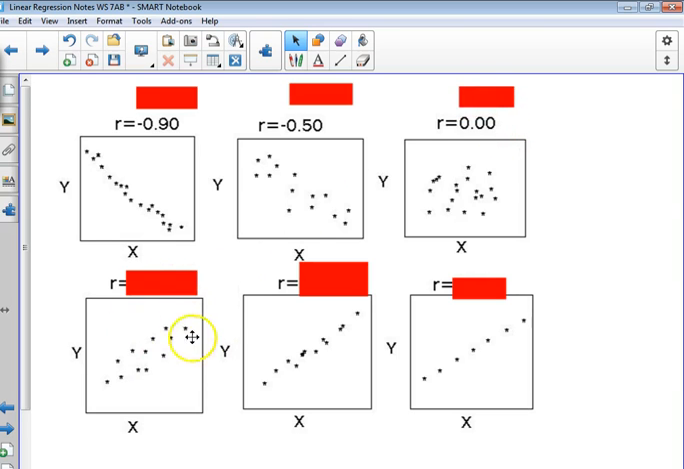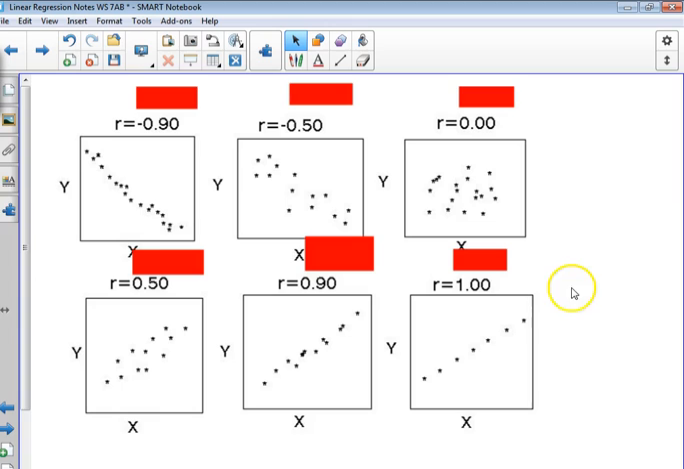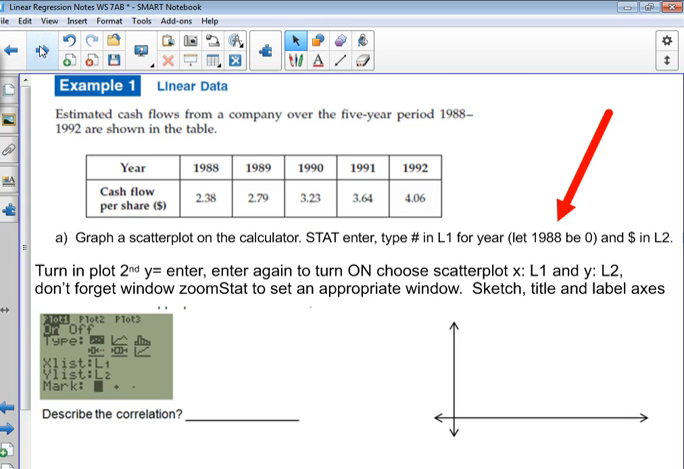What about this one? Yeah, they called that positive 0.5. I would have said probably 0.6 or 0.7. They have 0.9. That's a 1 because they're looking perfectly linear. I'm not going to ask you to do that on a test or quiz, okay? But I'm just trying to help you see what those would look like.